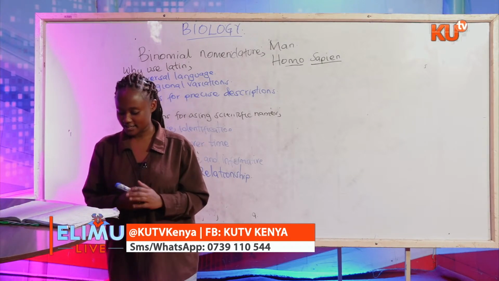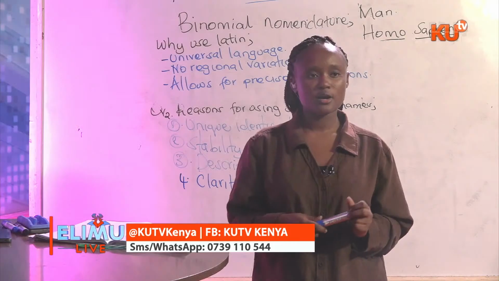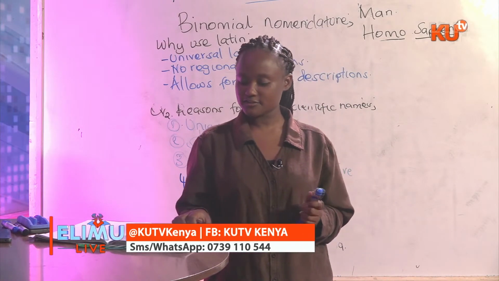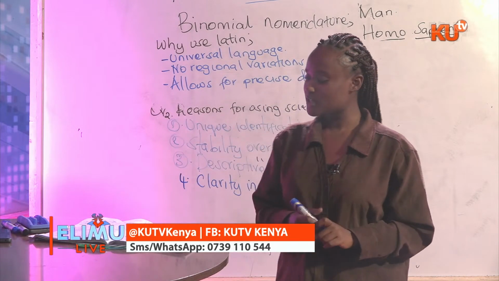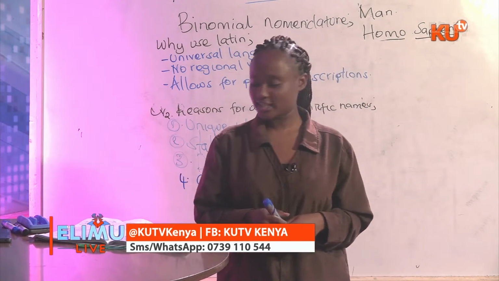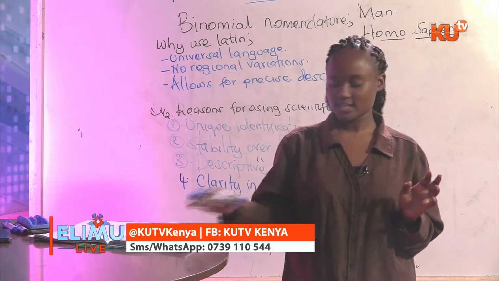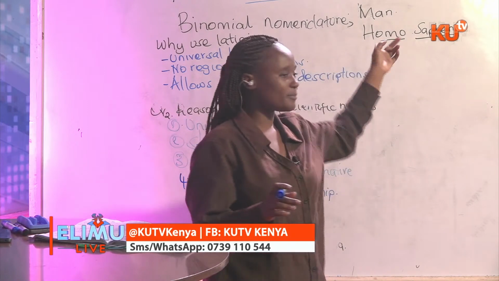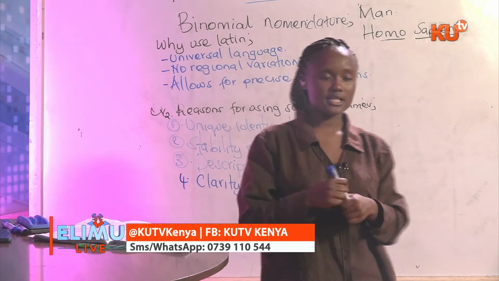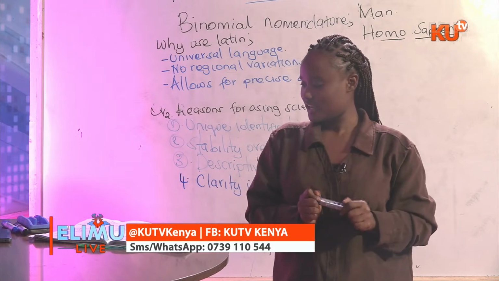So I'm going to leave you with an assignment on binomial nomenclature. You find the other names apart from Homo sapien. We have the names in, for example, maize. So you find the binomial nomenclature.